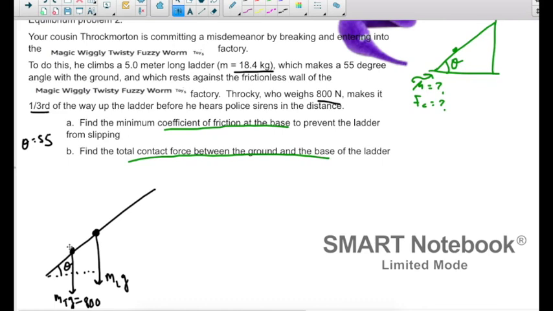Now, there are 3 other forces acting on the ladder. I want to see if you guys can think about what they would be and try to draw them on your own diagram. So pause the video and see if you can get the 3 other forces acting on this ladder.